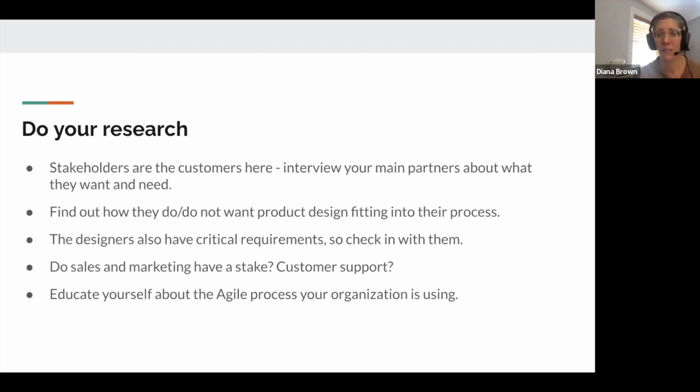And also, again, how do they want product design fitting into their process? Do they want you at the daily stand-ups? Do they not want you at the daily stand-ups? That would be a bad thing. But sometimes if a designer straddles a couple of teams, maybe you only go to some of the daily stand-ups because otherwise you'd have too many stand-ups to go to. And then you negotiate that and set that expectation.